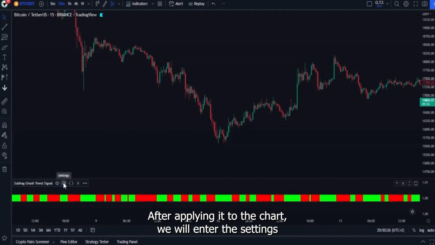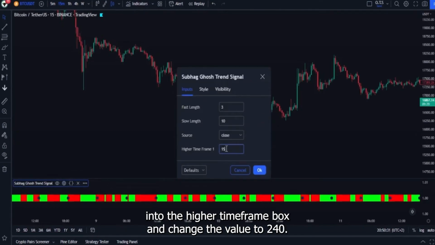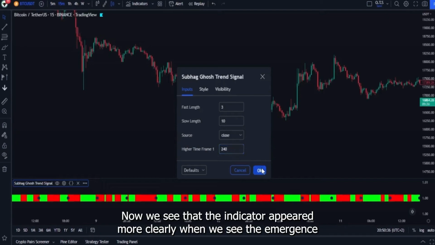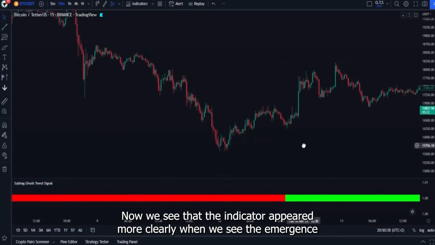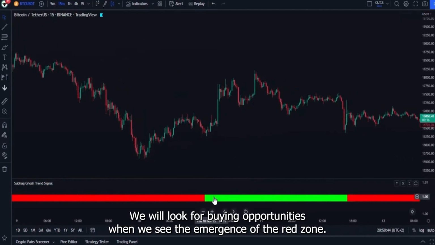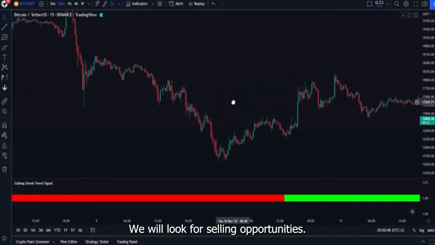After applying it to the chart, we will enter the settings, then to the higher time frame box, and change the value to 240. Now we see that the indicator appeared more clearly. When we see the emergence of the green zone, we will look for buying opportunities. When we see the emergence of the red zone, we will look for selling opportunities.